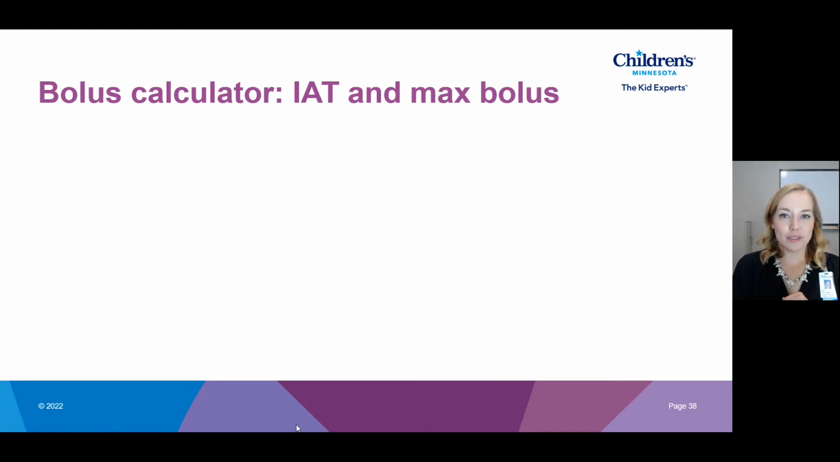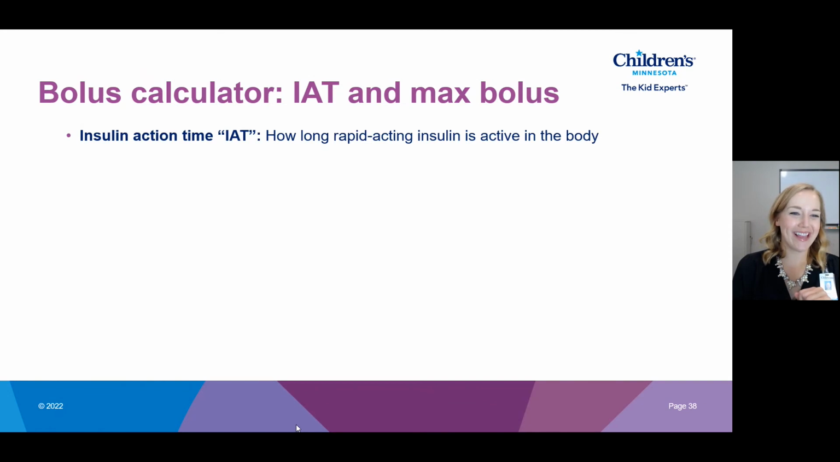Our next part of the bolus calculator is your insulin action time, or IAT, and your max bolus. These are the final 2 features. Your insulin action time is simply how long insulin stays active in the body. And I think everybody can probably guess this, but we're going to throw in our 3-hour rule. As you're familiar, our 3-hour rule is insulin stays active in the body for 3 hours. Therefore, we do not recommend giving a blood sugar correction if you've given rapid-acting insulin in the previous 3 hours.